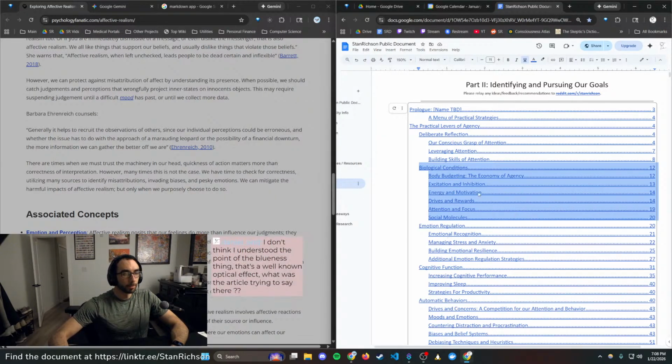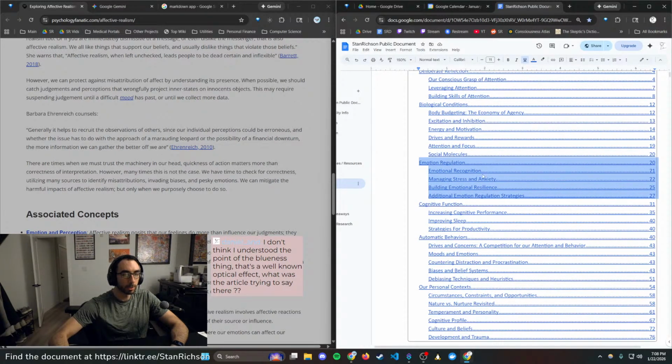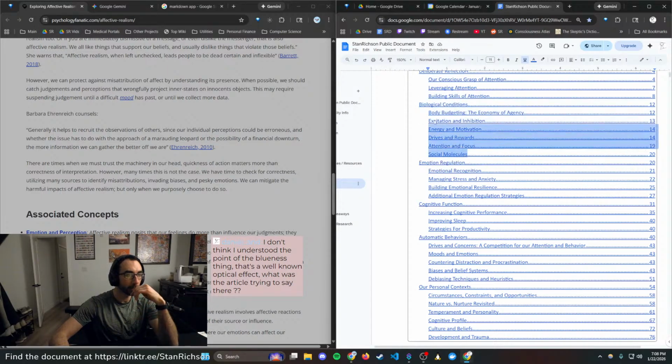reward, etc. Then we've got to get into emotional regulation. This is more like more complex emotions, probably emotions about anxiety. So these are like the downstream effects of the biological conditions that we talk about, which are the most fundamental things. Then we get here, cognitive function.